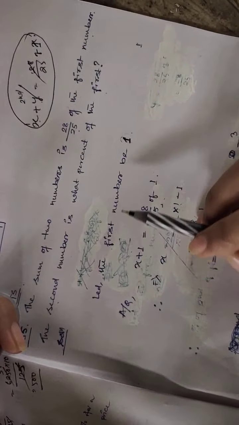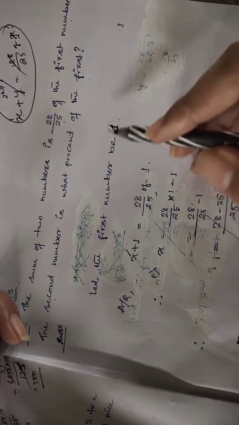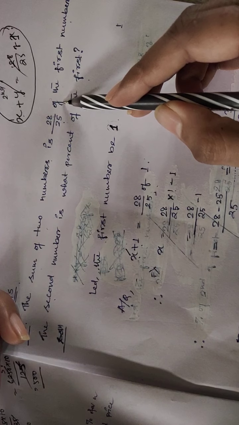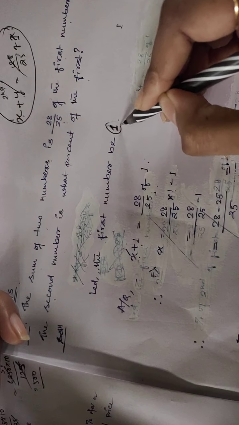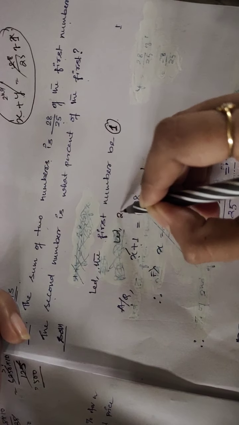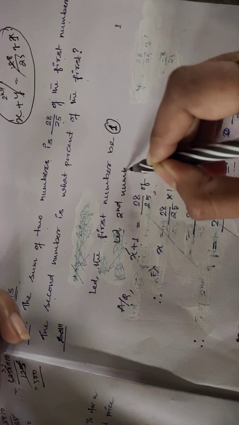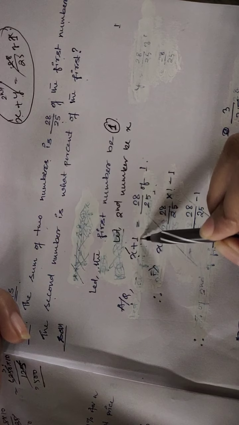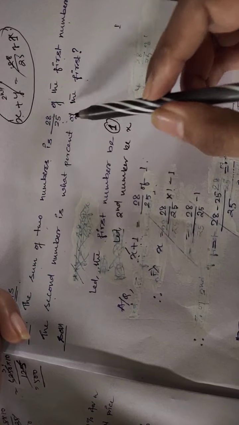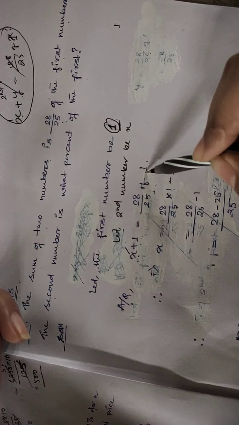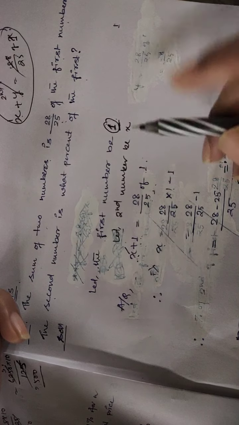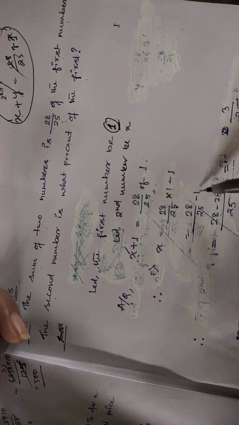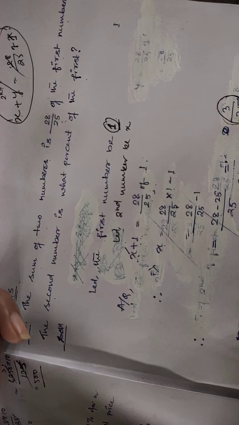According to the question, this one is the second number and the first number is 1. So the sum of the two numbers, x plus 1, is 28 by 25 of the first one. Let the second number be x. So x plus 1 is 28 by 25 of the first. What is the first? 1. So x plus 1 is 28 by 25 of 1, which means 28 by 25 only. This plus 1, if I shift it, will be minus 1, then take the LCM, it will be 3 by 25. So we have got x.